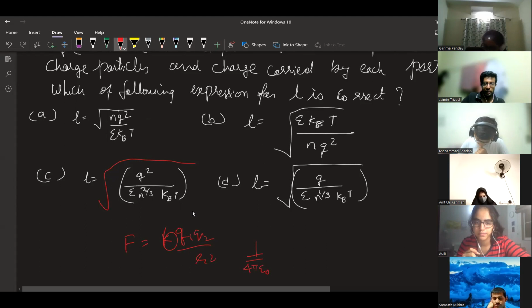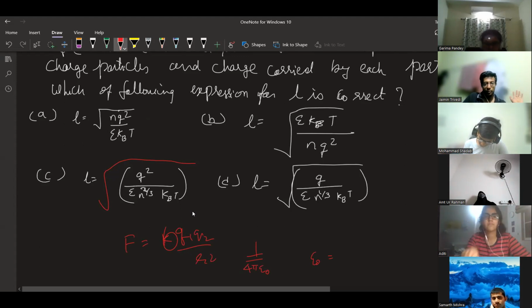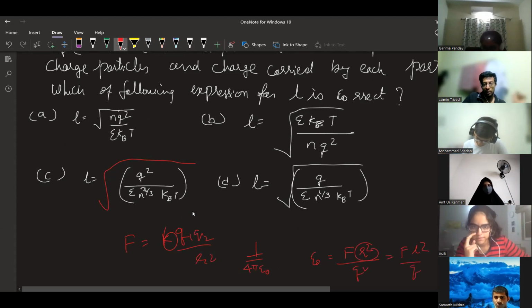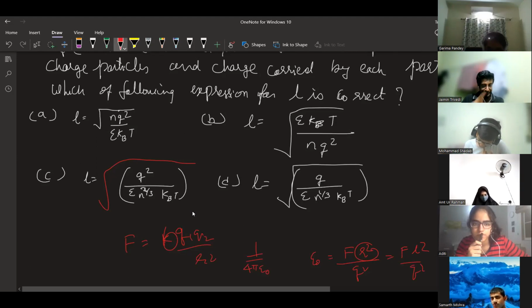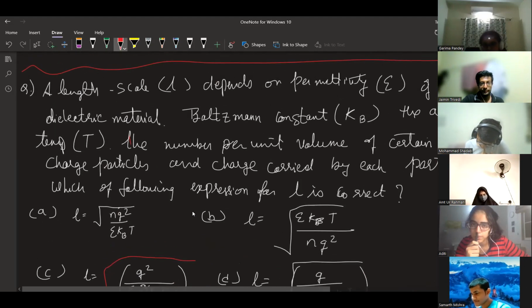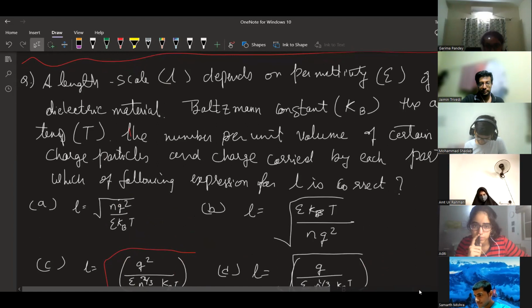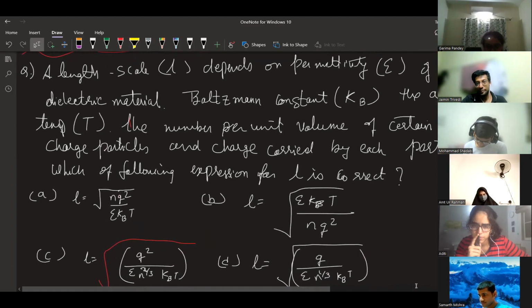So we can use here epsilon naught as 1 by 4 pi, which doesn't have any dimension, so we are least worried about it. Force into R square by Q square here. Instead of R square, we can write L square by Q square. In case you want to get this, I'm just giving you extra information about it. It's not required, but okay.